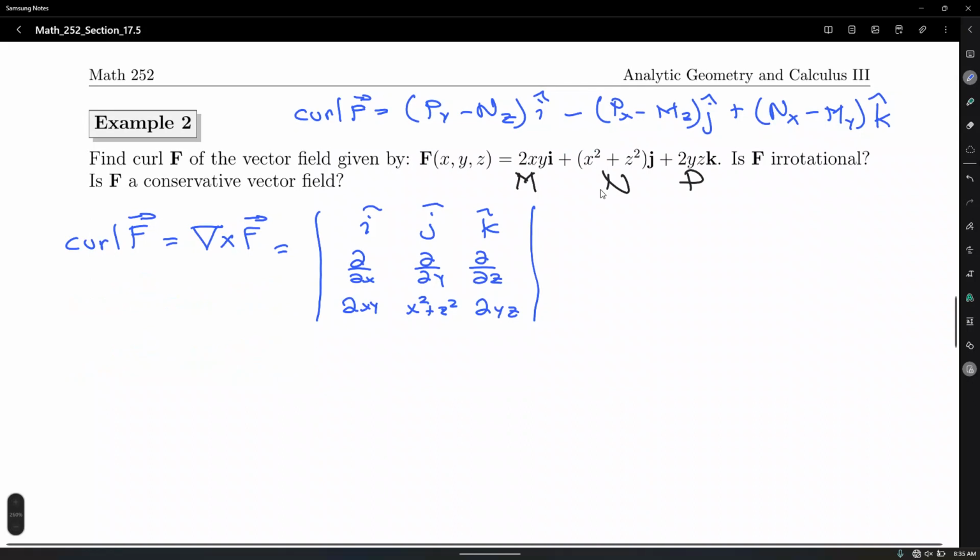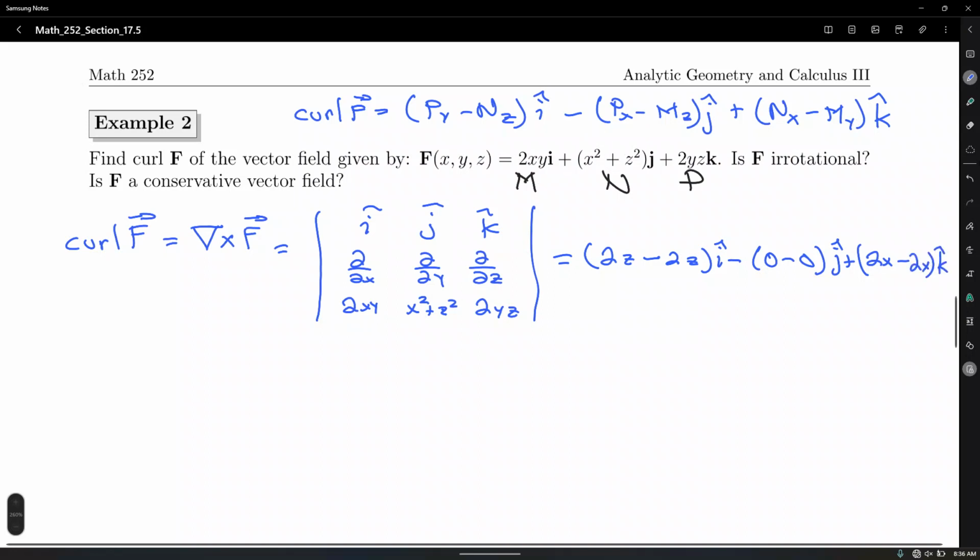Okay. So, partial of p with respect to y, isn't that 2z? Minus partial of n with respect to z. That'll be 2z. Minus partial of p with respect to x, isn't that 0? Minus partial of m with respect to z, that's also 0. j plus, finally, partial of n with respect to x, that's 2x. Minus partial of m with respect to y, that's also 2x.